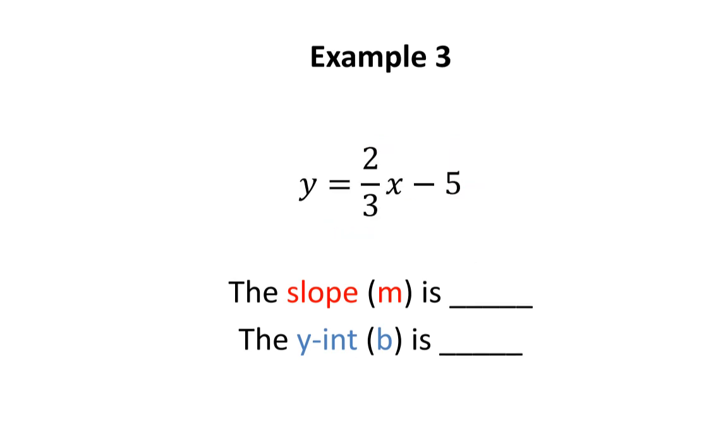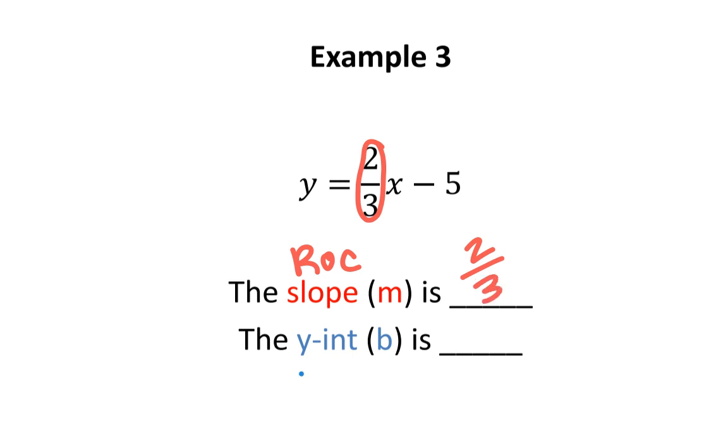In our third example, we have the equation y equals 2 over 3x subtract 5. We need to determine both the slope and y-intercept just by looking at this equation. If you remember, the slope is the same thing as rate of change, and that is the number in front of the variable of x. In this particular situation, it would be a fraction. It would be 2 over 3.